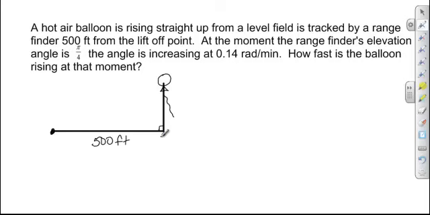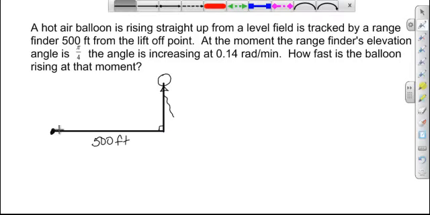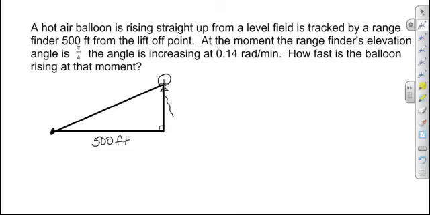Alright, so reading the next sentence, at the moment the rangefinder's elevation angle is pi over 4, and I'm going to stop right there. Since the problem has mentioned an elevation angle, I know I'm dealing with that right triangle right there. And as the balloon rises, this angle gets bigger. So I'm going to label that with a variable. As the balloon rises, its altitude, or distance above the ground, is also varying. So I'm going to label that with a variable.